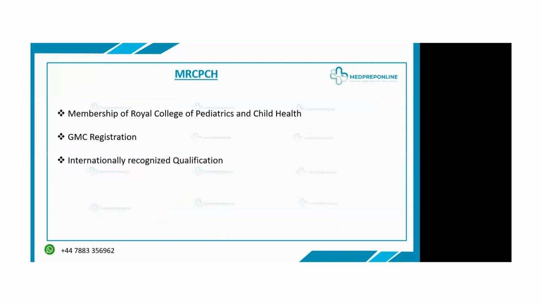You already know what MRCPCH is. It is the membership of the Royal College of Paediatrics and Child Health, and it is a very prestigious degree. After you are done with all the parts of your MRCPCH, you are going to get your GMC registration. It's just like your native country registration: like you have done the MBBS in whatever country you are in, and then you have a medical council or body in your country with which you become registered. Similarly, in the UK, this is your GMC registration.